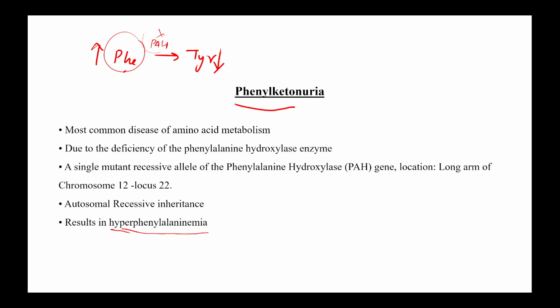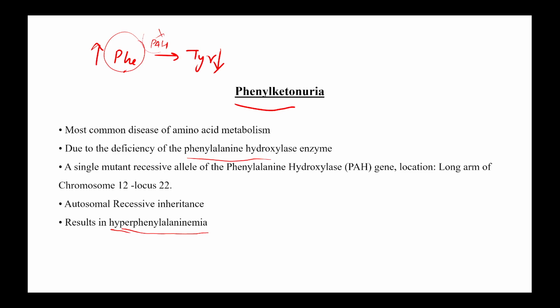It is the most common disease of amino acid metabolism, and it occurs due to the deficiency of this enzyme phenylalanine hydroxylase. This is a genetic disorder. And why does it happen? It happens due to a mutation. A single mutation occurs in the recessive allele of this gene, the phenylalanine hydroxylase gene. The location of this mutation is on the long arm of chromosome 12, locus 22.